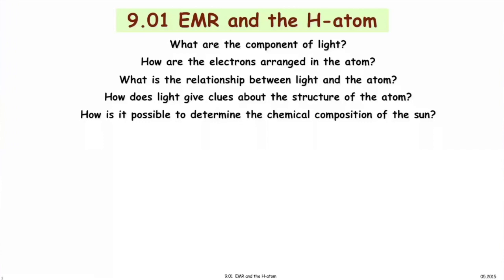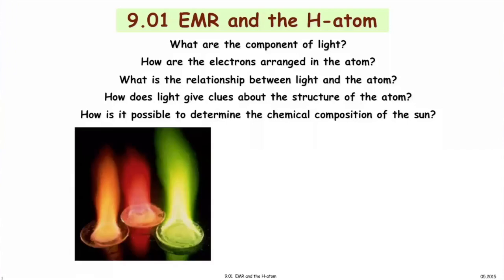What is the relationship between light and the atom? We actually use light as a tool to figure out the structure of the atom. How does light give clues about the structure of the atom? And you'll see that in this discussion as well. How is it possible to determine the chemical composition of the sun? And that's part of our discovery about the components of the hydrogen atom.